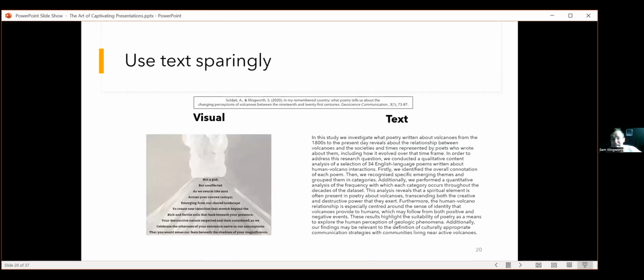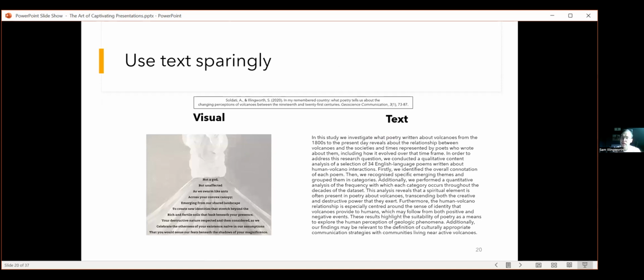Second piece of advice is use text sparingly. Most posters tend to be A1 or A0. I would recommend 300 words maximum because people won't read more than that. Instead, can you use visuals? So this is an example of myself.